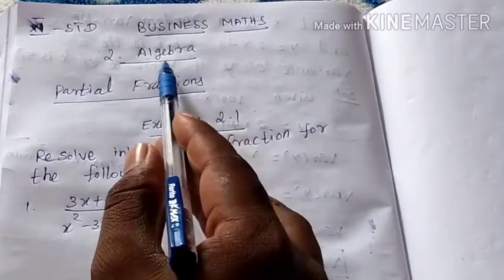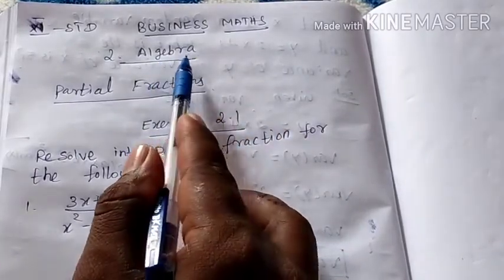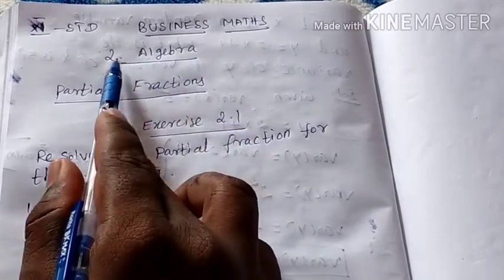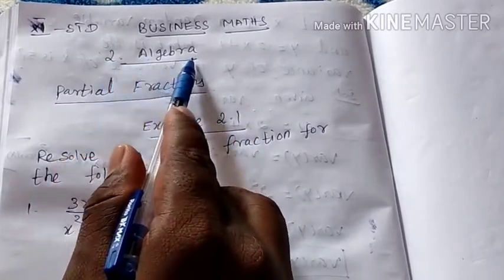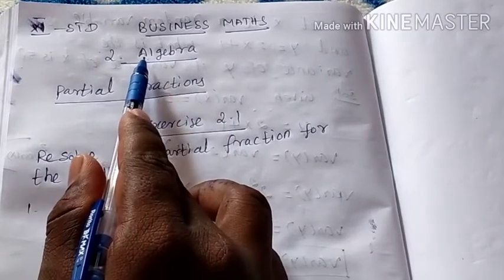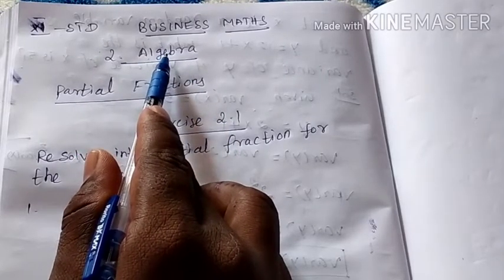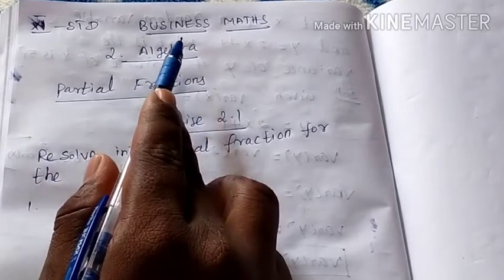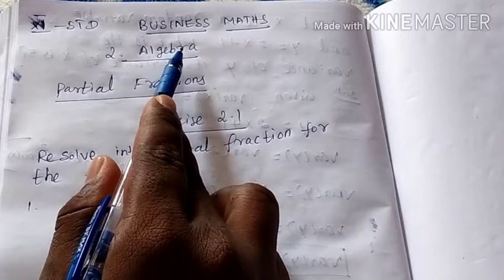The last class we discussed input output analysis from the first chapter. In this class we are going to see the second chapter, algebra. Algebra is derived from the Arabic word al-jabar. Al-Khwarizmi is the father of algebra.